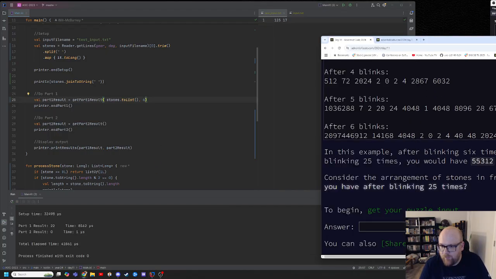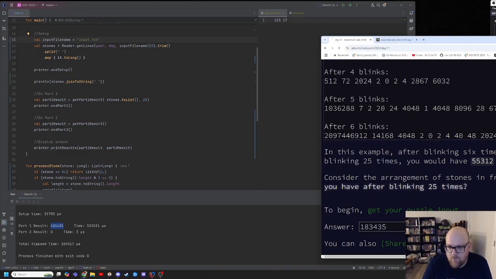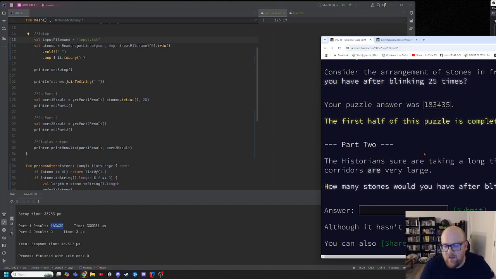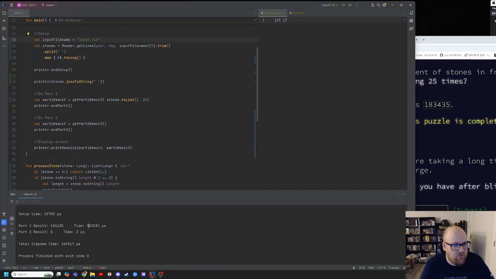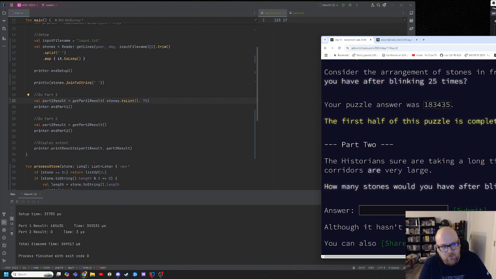22. All right, so let's try 25. I'm gonna guess this is gonna blow up and take up too much memory or something. No. Okay, it seems to work. Yeah, I know I'm not gonna be able to do it 75 times. So what I'm gonna have to do is figure out some kind of pattern that's emerging.